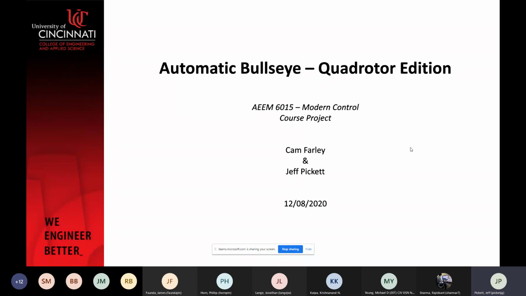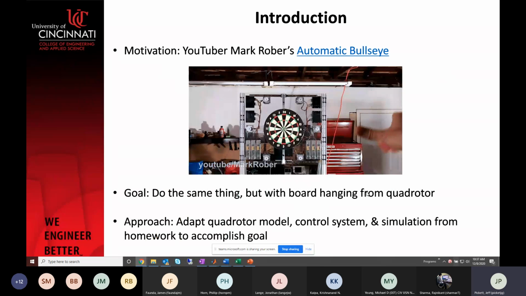All right, so my name's Jeff Pickett, and working with Cam Farley, and we did the automatic Bullseye Quadrotor edition. So we talked about it a couple weeks ago in our mid-project review, but our motivation was Mark Rober's automatic Bullseye machine, which doesn't seem to be playing. This is a GIF. I'm not seeing it move. But anyway, you can see it here. Essentially, the dartboard will track the trajectory of the dart to ensure that you get a bullseye. And so our goal was to do something very similar, but to integrate it with our quadrotor simulation and control system that we designed to work.